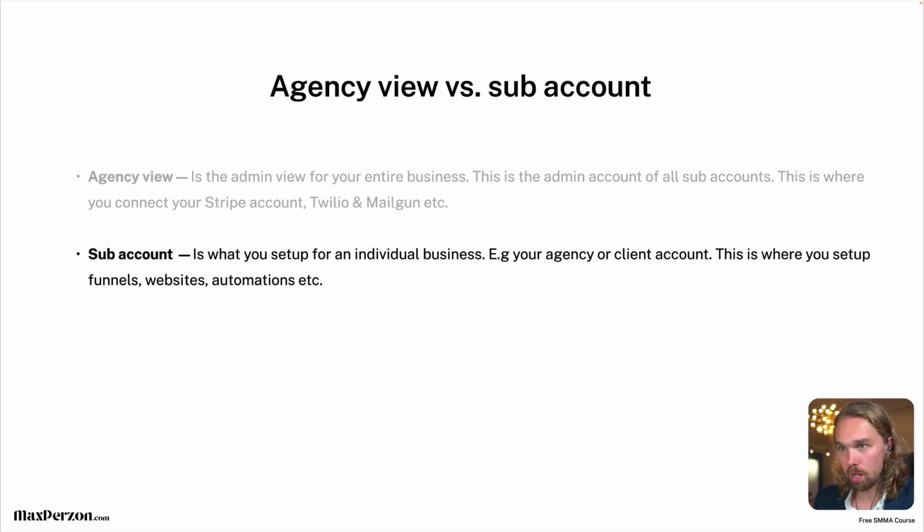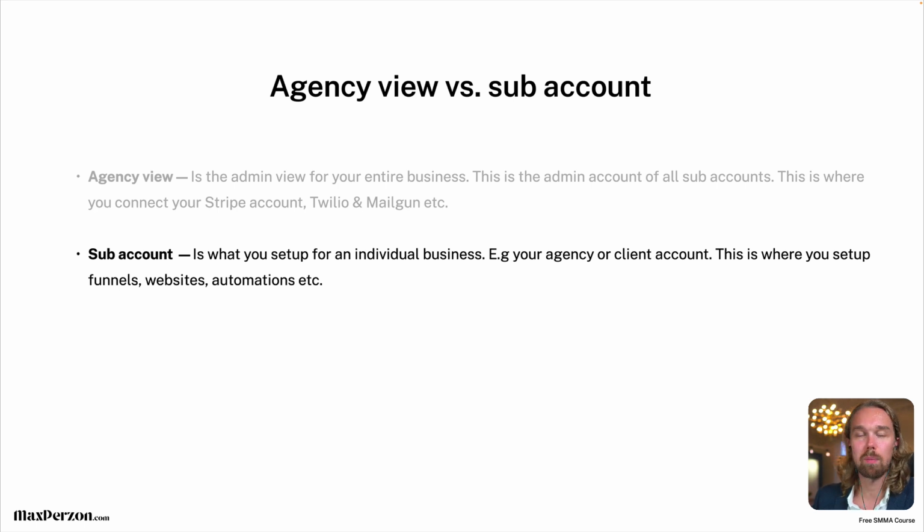And then we have the sub account. A sub account is where you set up your individual business essentially. For example, your agency or your client account. So as you onboard a new client, you're going to set up a new sub account for your client. And also this sub account that we're going to create for your agency right now that you imported, we have the snapshot or the template that we give you. That's also a sub account that you use for your own agency.